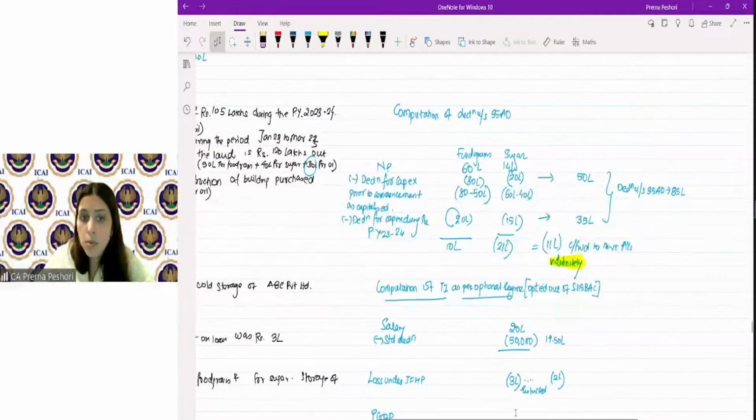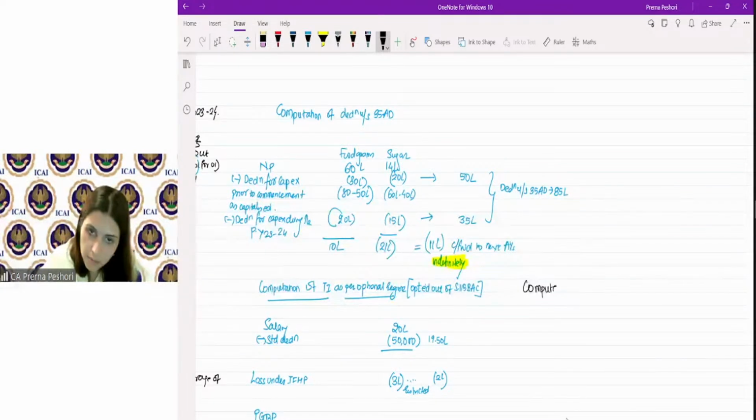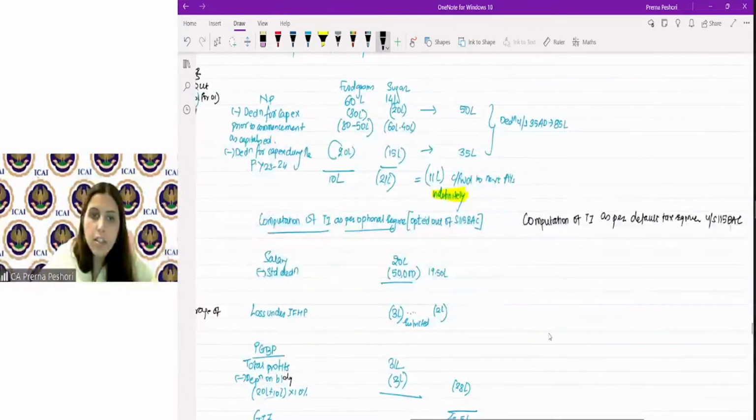Now step 2 is you compute the tax. So computation of total income as per the default tax regime under section 115BAC. Fine. So in this, I will have salary, which is 20 lakh. Will I get the standard deduction under 115BAC? Do we get the standard deduction under 115BAC?